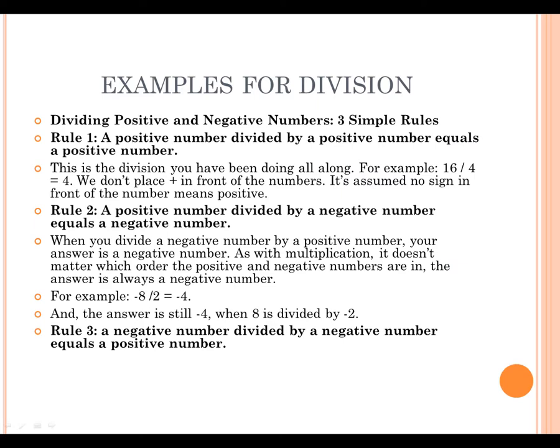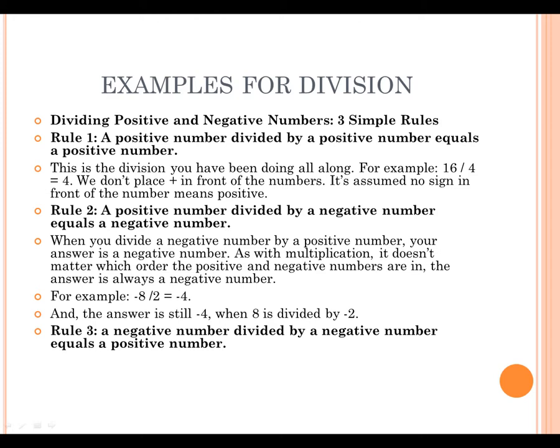There are methods for division, dividing positive numbers and negative numbers. There are three simple rules. A positive number divided by a positive number equals a positive number. These are the same examples as we saw first. This is the division you have been doing all along. For example, 16 divided by 4 equals 4, so the signs are the same and the answer is positive. We don't place a positive sign in front of the number because it is obvious. We know that if there is no sign, it means positive.